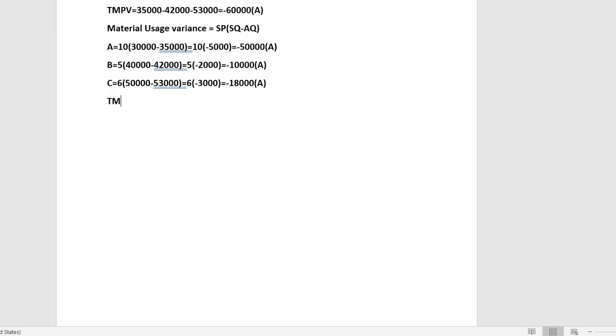Therefore, total material usage variance is equal to minus 50,000 minus 10,000 minus 18,000. It will come to minus 78,000, which is adverse variance. Next is your material mix variance.